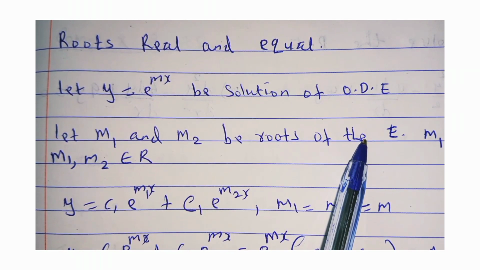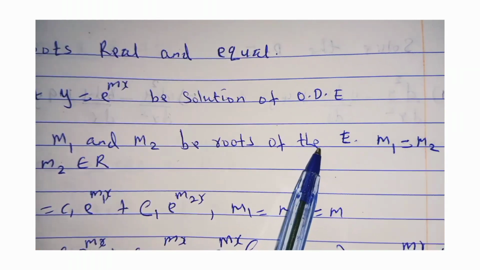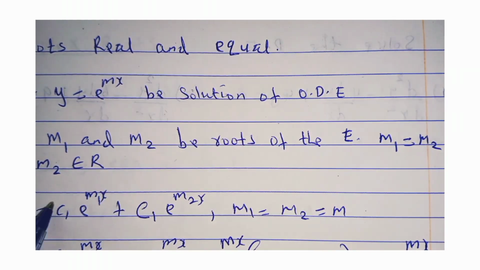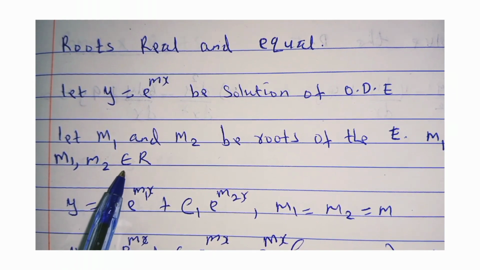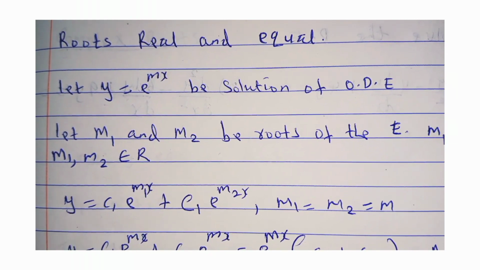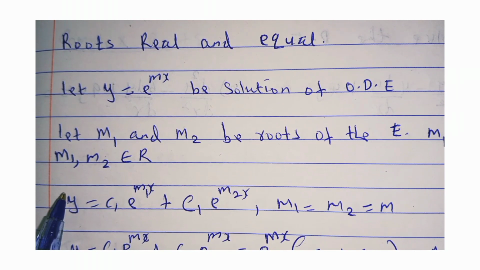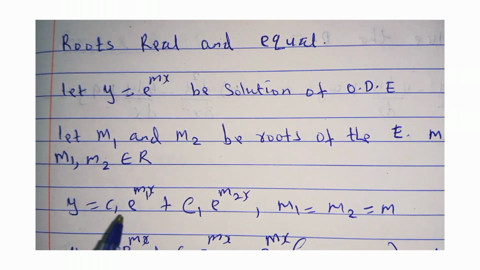That is the ordinary differential equation. Here, m1 will be equal to m2 because the roots are real and they are equal, and all of them are real. m1 and m2 are elements of the real numbers. Now, our solution of the ODE will be a linear combination of the independent solutions of the differential equation.